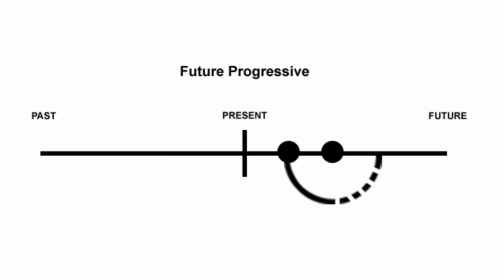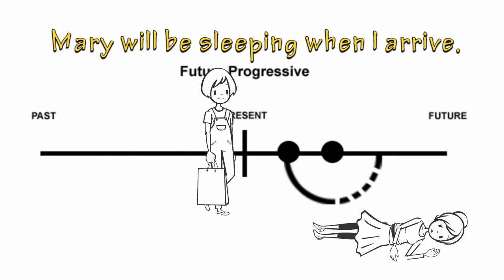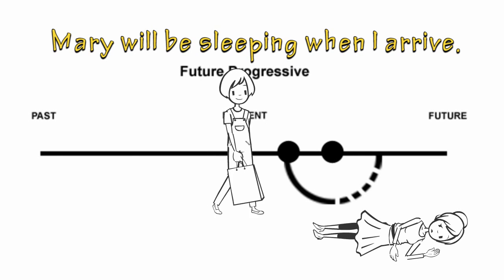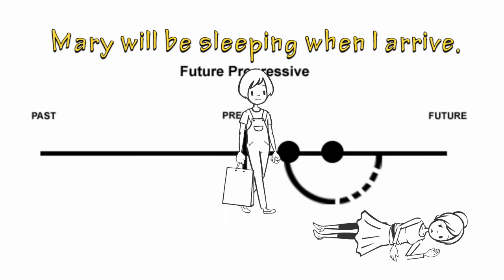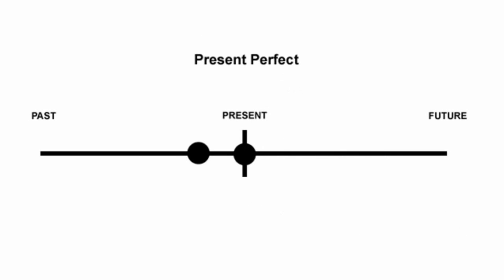Future progressive tells us that something will start at a point in the future and will probably continue. Mary will be sleeping when I arrive. She may go to bed at 9 o'clock tomorrow night and will continue to sleep till I arrive at midnight. I am speaking about her and my arrival in the future.